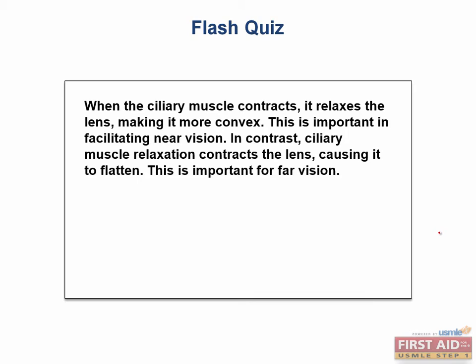So you should know that when the ciliary muscle contracts, it relaxes the lens, making it more convex. This is important in facilitating near vision. In contrast, the ciliary muscle relaxation contracts the lens, causing it to flatten, and this is important for far vision.